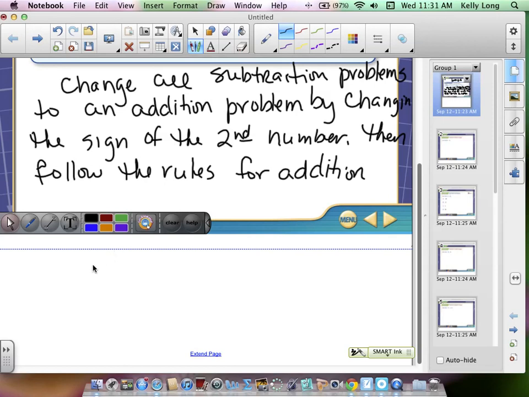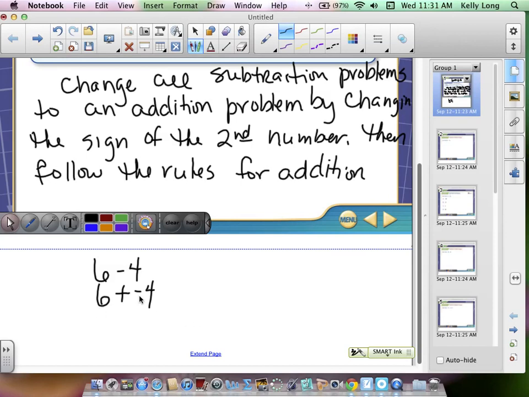If I have 6 minus 4, again, you've done this since kindergarten. What is 6 minus 4? It's 2. You know that. And you really don't have to change this one, but let's keep doing it just so we can practice. This said to change all subtraction problems to an addition problem, so I've got to change that to 6 plus what? And then I have to change the sign of the second number. Right now that's a positive 4, so I'm going to change that to a negative 4 because it says change all subtraction problems to an addition problem by changing the sign of the second number. Then follow the rules for addition.